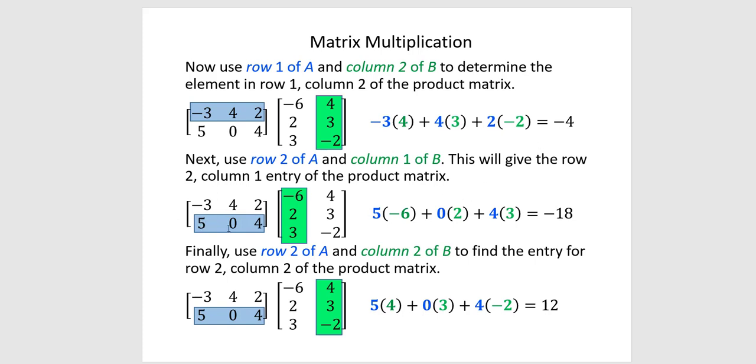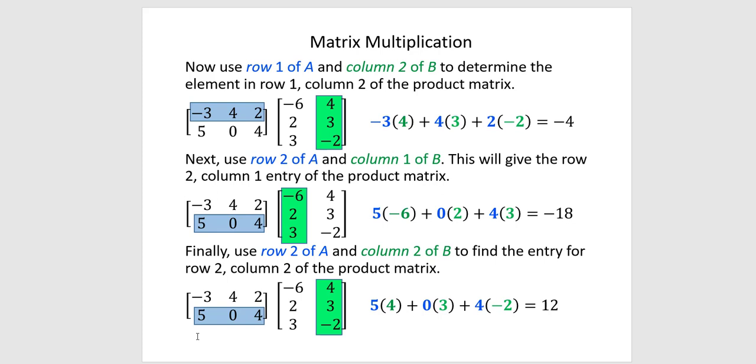Now, using the second row in the A matrix and the first column in the B matrix, we get 5 times -6 plus 0 times 2 plus 4 times 3. This gives us an answer of -18, which will be the row 2, column 1 element in our product matrix.